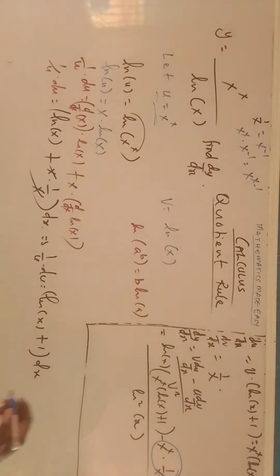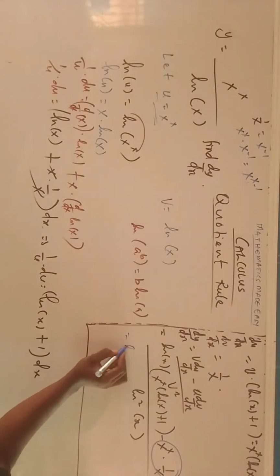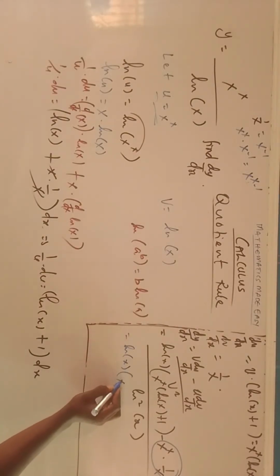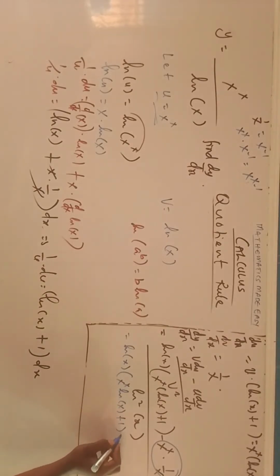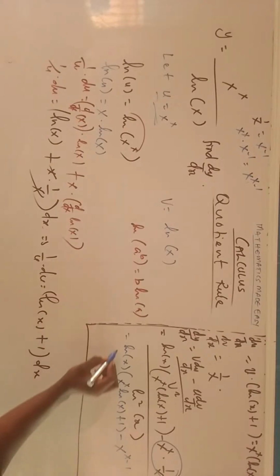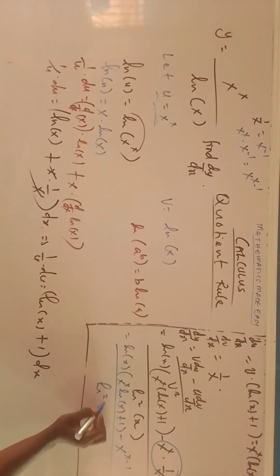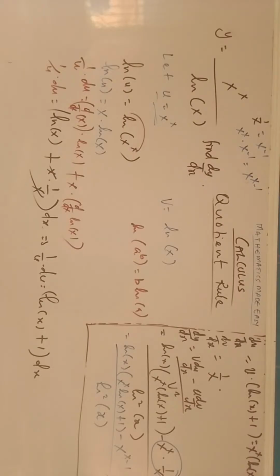Are we together? So therefore, this gives us natural log of x, then into bracket x raised to the power of x multiplied by natural log of x plus 1, then minus x raised to the power of x minus 1, then everything over natural log of x squared. Very beautiful. All right, so that is the answer to that particular question. I hope you are getting it, guys.